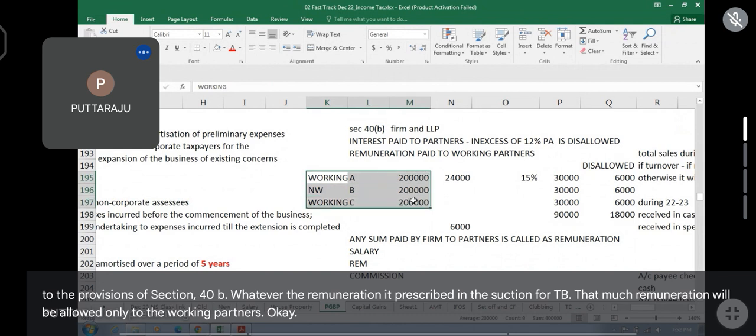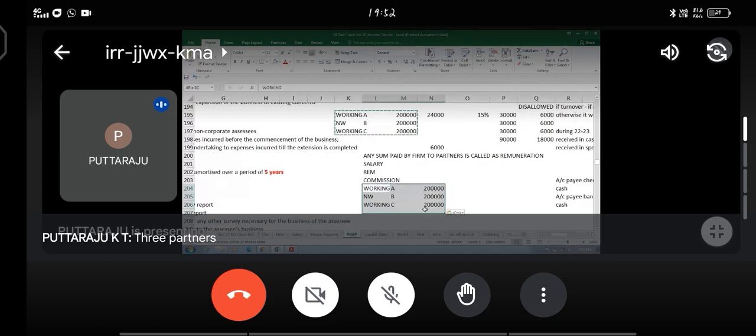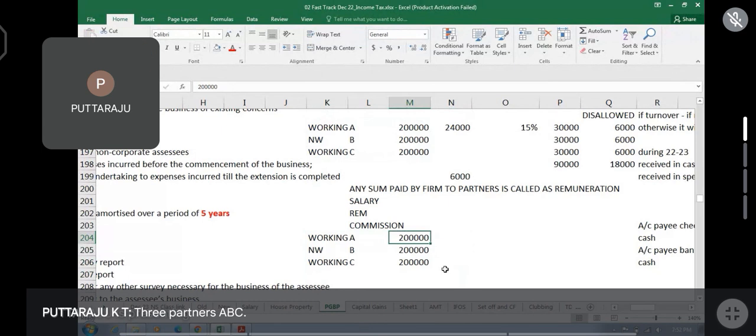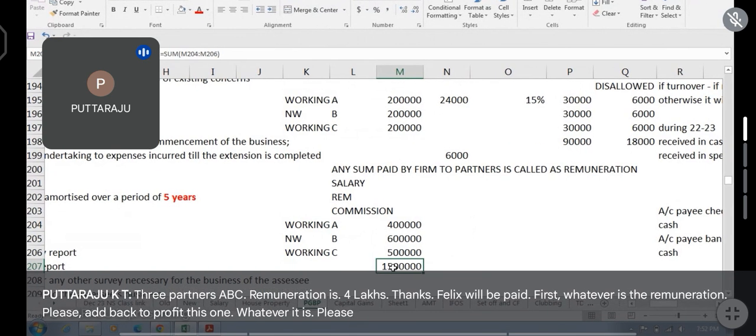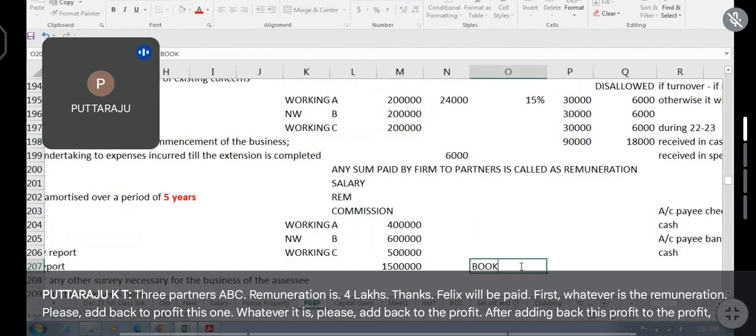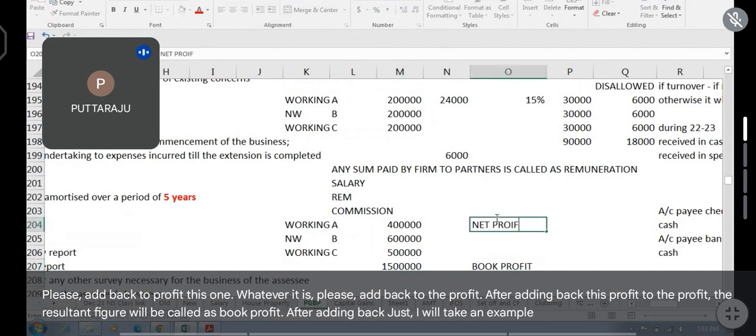Okay. Now, three partners, A, B, C. Remuneration is 4 lakhs, 5 lakhs will be paid. First, whatever is the remuneration, please add it back to profit. After adding it back to the profit, the resultant figure will be called book profit. I will take an example. Net profit 28 lakhs. I am just taking the figure.